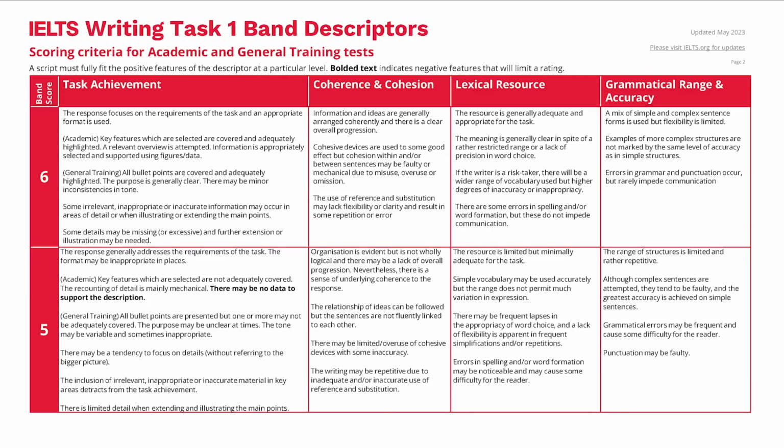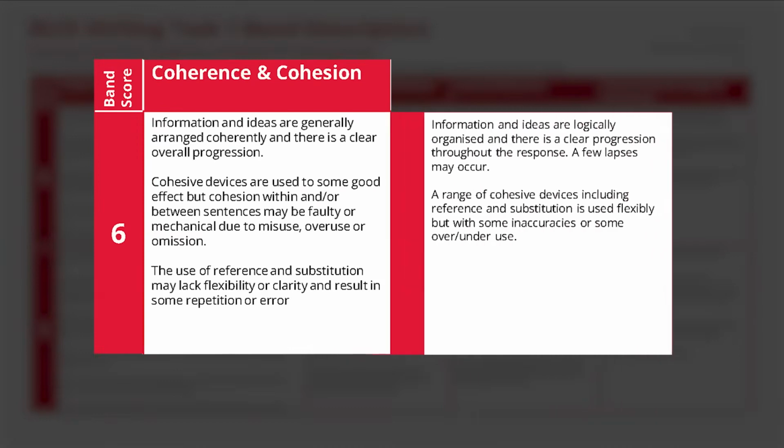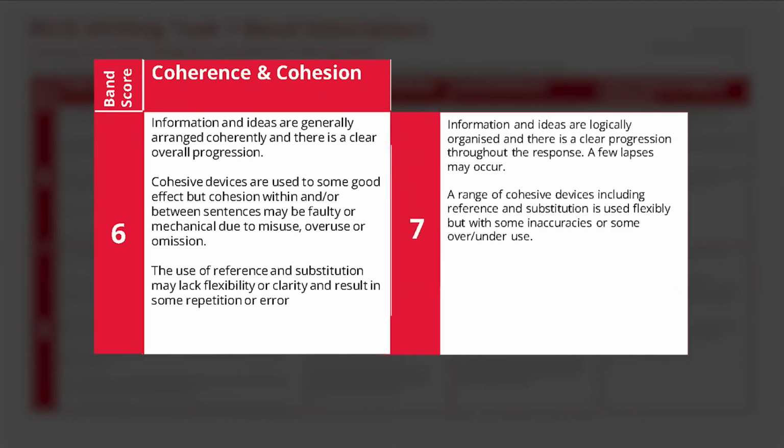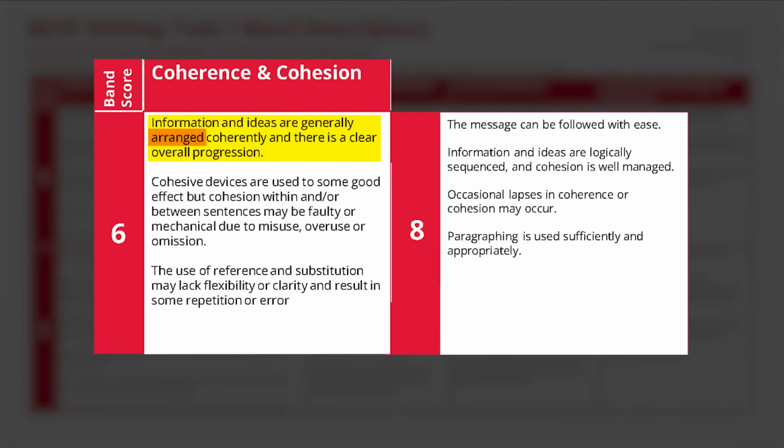So if we move on to coherence and cohesion, it talks a lot here about how you present the data or how you organize the data. So for band 6, it states arranges information and ideas coherently and there is a clear overall progression. If we compare that with what it says for band 7, it states logically organizes information and ideas. There is a clear progression throughout. So think about the difference between those two. There's a big difference between arranging something and logically organizing something. And if we move up to band 8, it states sequences information and ideas logically.